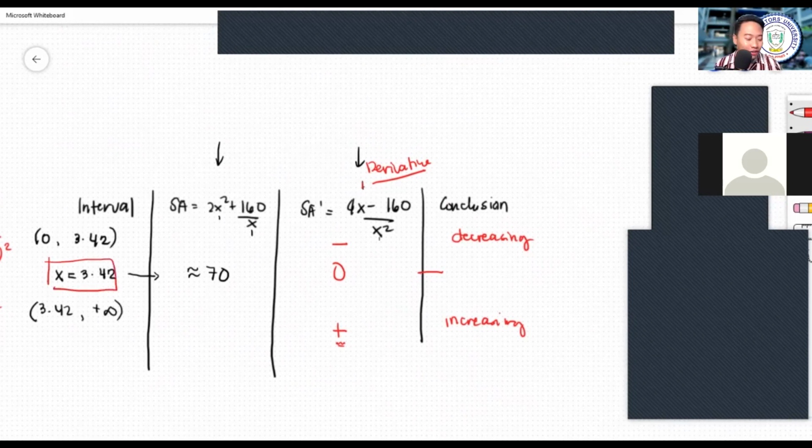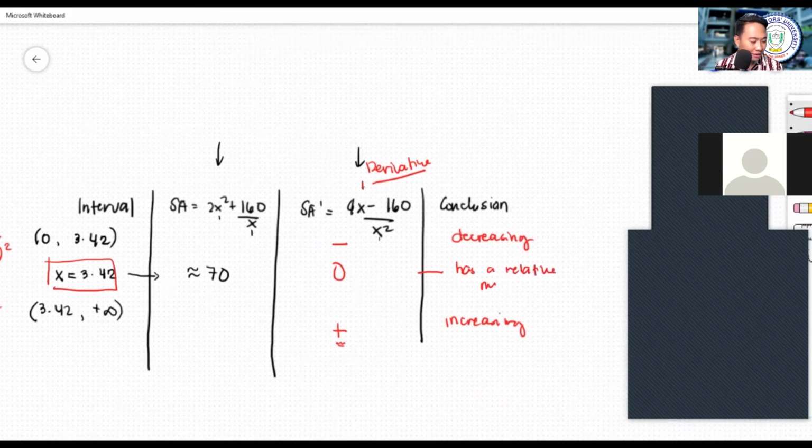Got the idea? So in my interpretation here, it has a relative minimum. Question so far? So here you use decreasing, and here you use increasing. Okay, good question. Why is it relative, sir? It's because we have no specific interval that we focus on. It's continuous, so it may go higher beyond that.